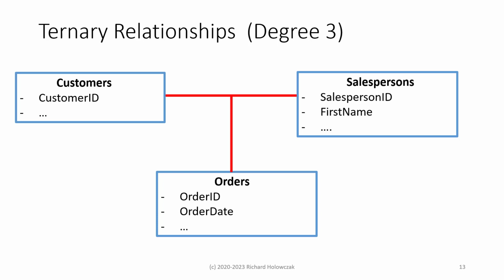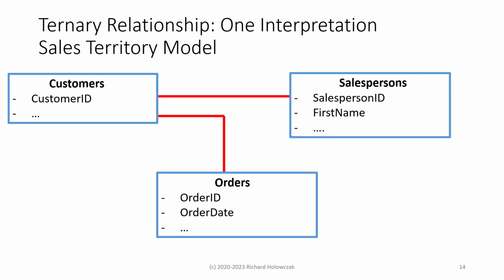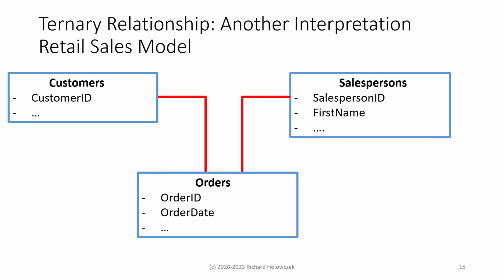So my suggestion is, if you see a ternary relationship, go back to the users and interview them again and ask them about the nature of this relationship. And ask them whether this is a sales territory model or whether it's a retail sales model or whatever the modeling situation is for the case you're working on. The bottom line is, try not to use ternary relationships. In fact, I would suggest don't use them at all. Find a way out of it. Maybe even if you have to introduce a new entity to represent the relationship, but don't use ternary relationships at all.